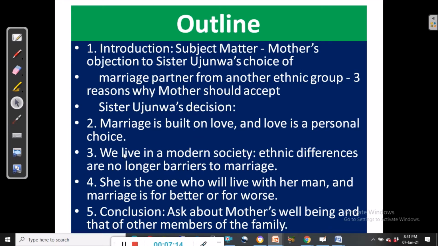Then the second point will be, we can argue that we live in a modern society where ethnic differences are no longer barriers to marriage. That we are living in a modern society, so mother should not come up with such archaic practices that belong to the ancient or olden days.